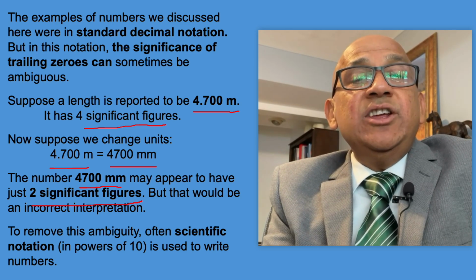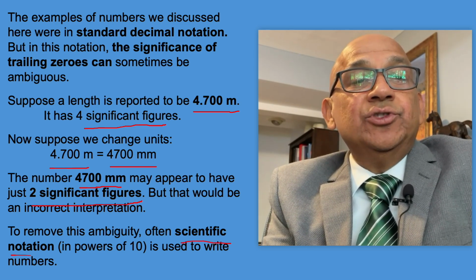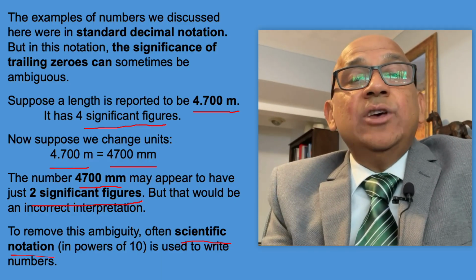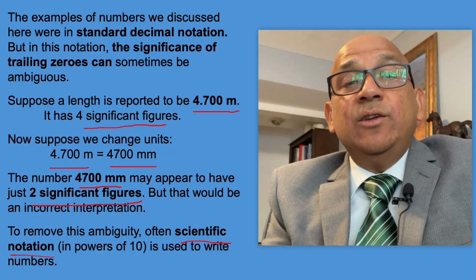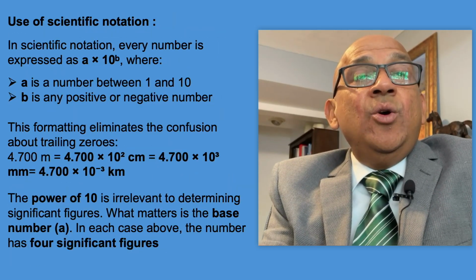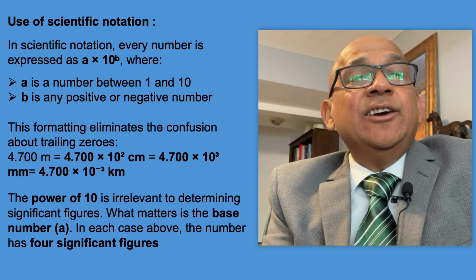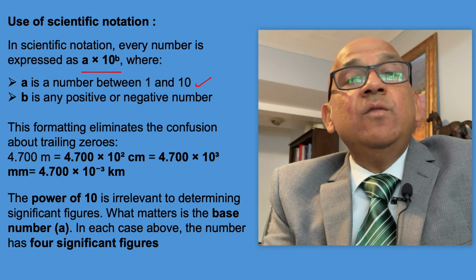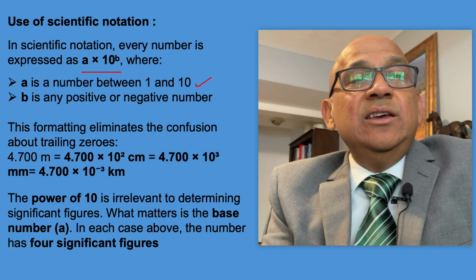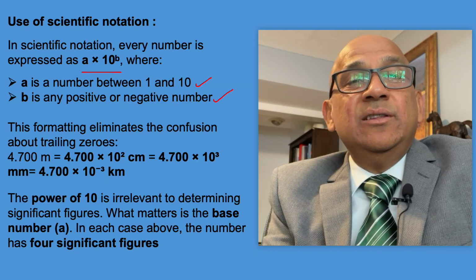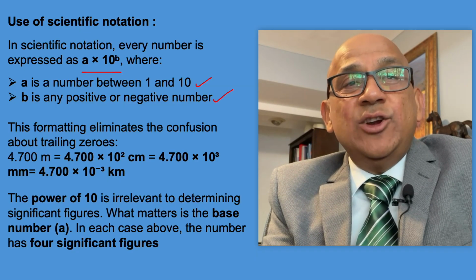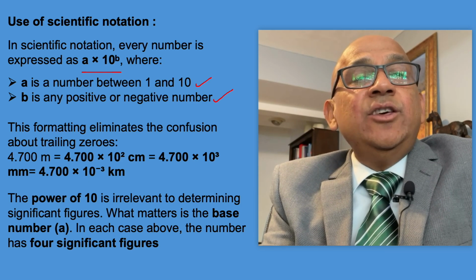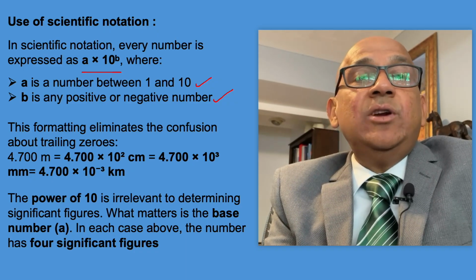To remove this ambiguity, often scientific notation is used. Instead of this simple decimal notation, it is customary to use scientific notation for most scientific work. In scientific notation, every number is expressed as a times 10 to the power b, where a is a number between 1 and 10, while b is any positive or negative number. This formatting removes the confusion about trailing zeros.